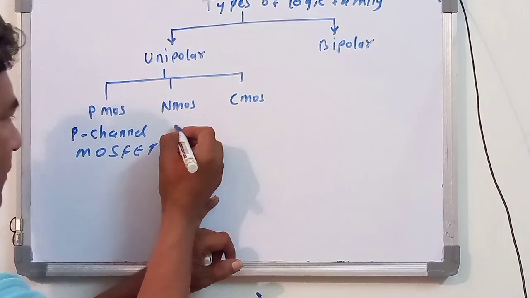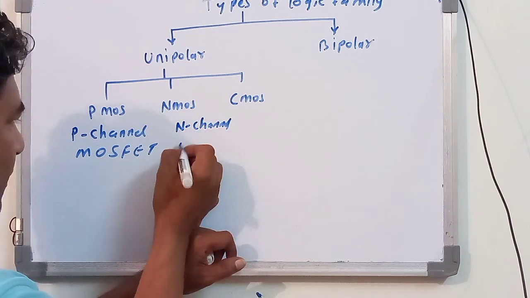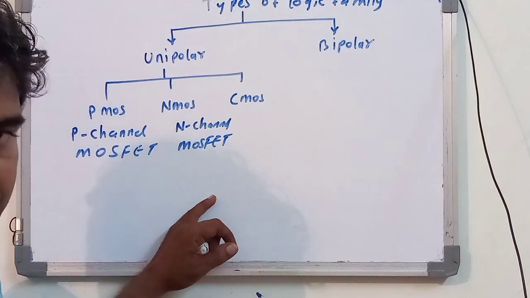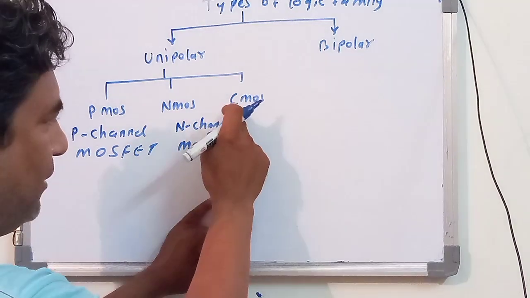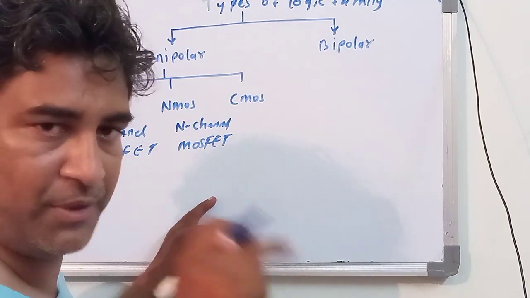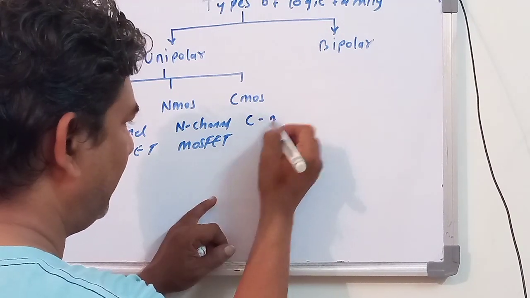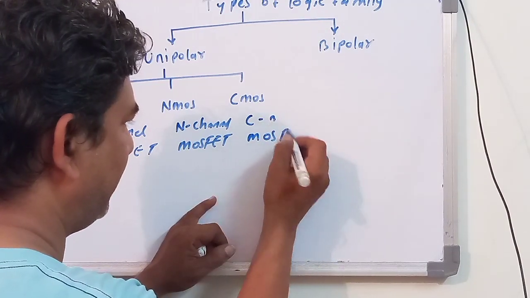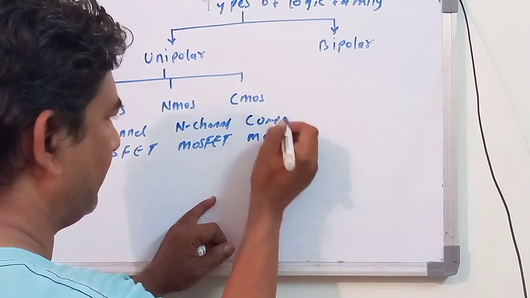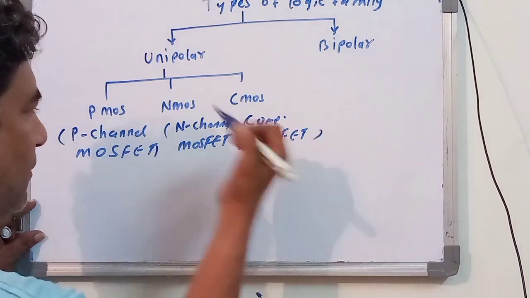Here you may also write down, the NMOS is an N channel metal oxide semiconductor field effect transistor. Then the CMOS. C is nothing but complementary, or you may write complement. Complementary metal oxide semiconductor field effect transistor. Here you are going to write down this whole thing.